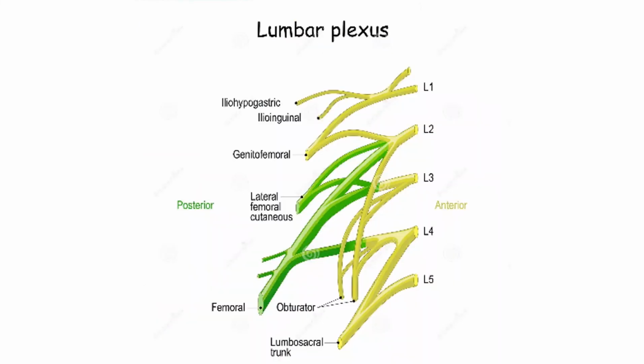The lumbar plexus, where you can see the roots of the plexus, they are all ventral rami, and they shuffle and they end up giving the final branches to muscles of the pelvis and lower limb.